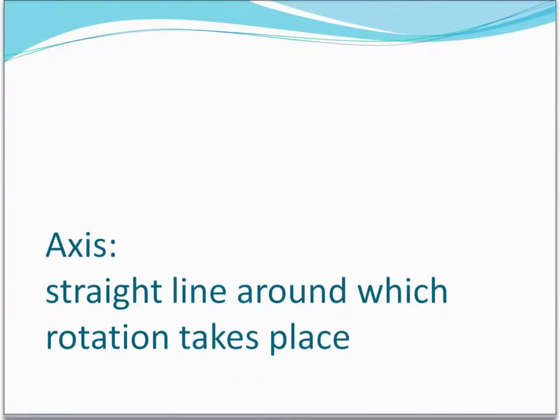Alright, an axis is a straight line around which rotation takes place. Like I was talking about, you can draw a straight line through the Earth and it spins around that axis. A straight line through me spins around my axis. You can also have an axis that you spin out of. Say like the Earth revolves around the Sun. You could put a line through the Sun and the Earth would rotate around that. And that's going to be our next vocabulary word.